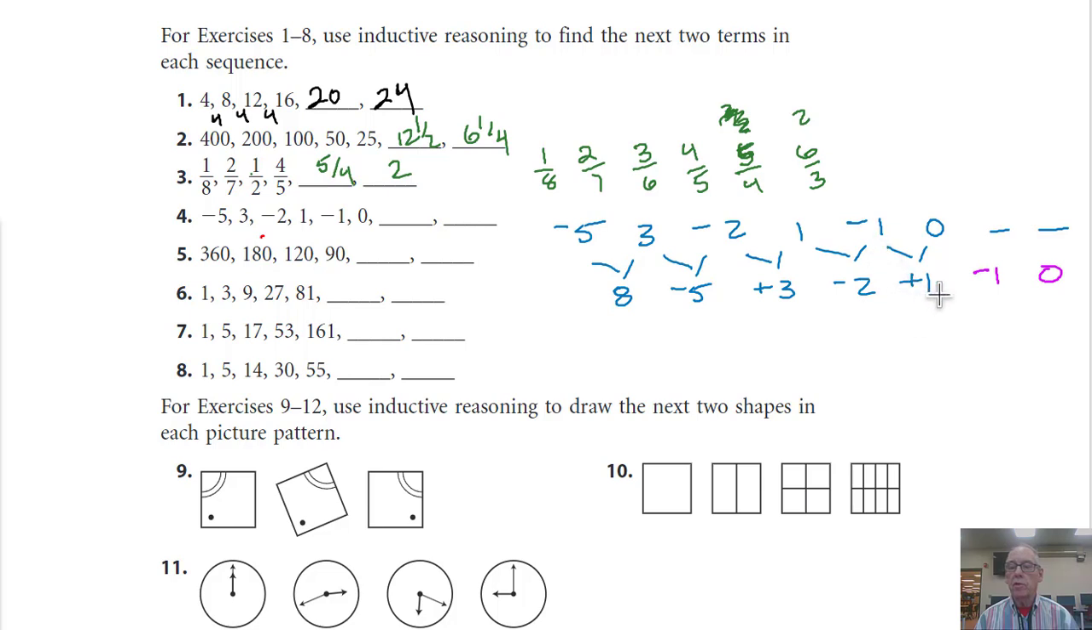So that means that we're going to take away 1 from 0, gives us a -1, and then we're basically going to add 0 to it. So our last two terms on this one are -1, -1. So this one was a little bit tricky.